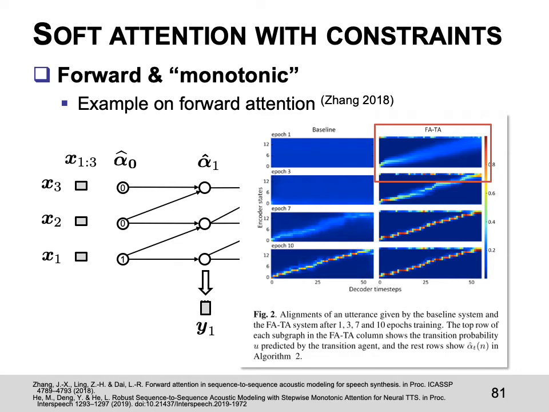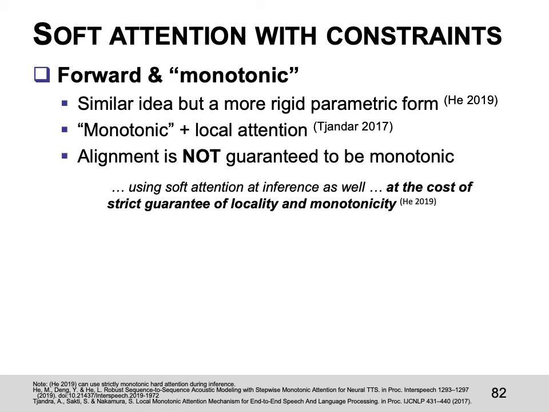Based on this example, I think you can understand why the forward attention makes it easier for the TTS system to learn the alignment between the input and output. In addition to the forward attention, there are also other types of monotonic attention, for example, using different parametric forms or combining it with local attention. However, I'd like to mention that the forward or so-called monotonic attention cannot guarantee the attention to be exactly monotonic.